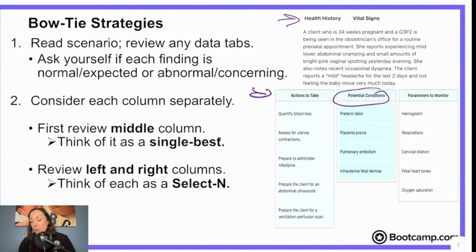And then you're going to look at your left and your right columns and determine actions to take and parameters to monitor. This is looked at as a select N, which just means you're selecting 2. N stands for the number that the NCLEX wants you to pick. And here they want you to pick 2 from each. So you'll pick 2 actions and then 2 parameters to monitor.